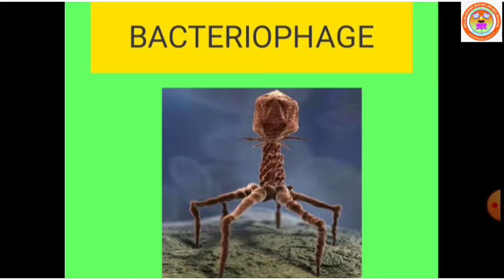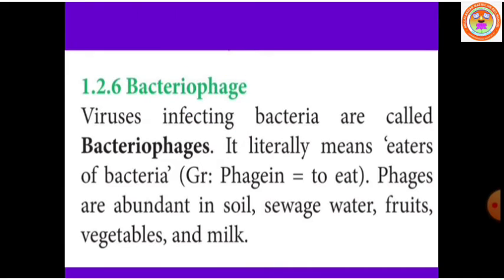Contaminated sewage water, in which E. coli bacteria are found in abundance. E. coli bacteria are generally affected by bacteriophage. Such bacteria which are infected by phage, E. coli infected by phage, we call coliphage. Clear? Now let us enter into the structure of T4 bacteriophage.